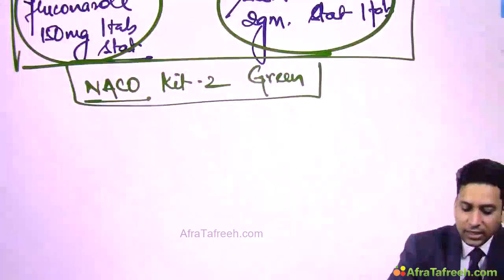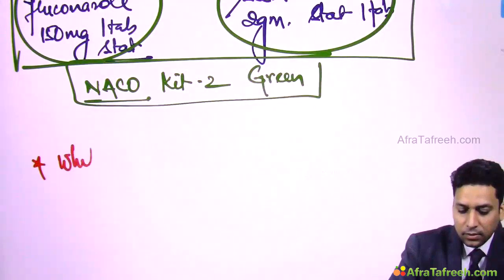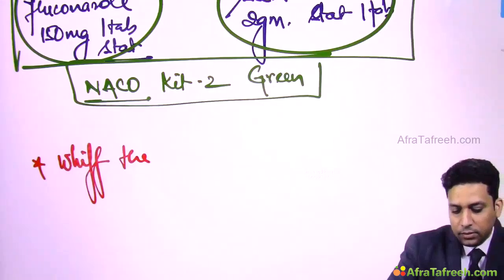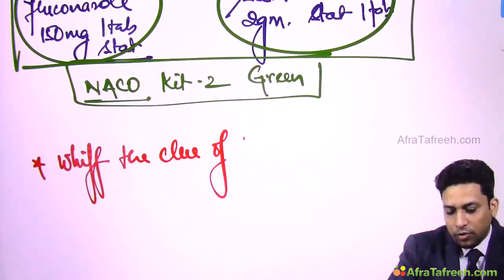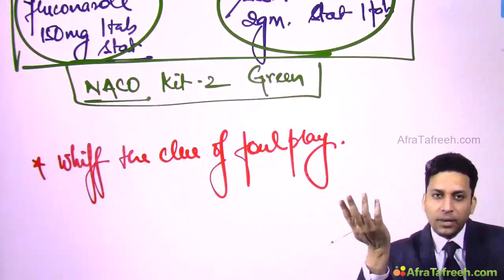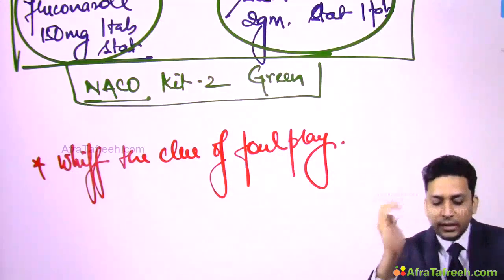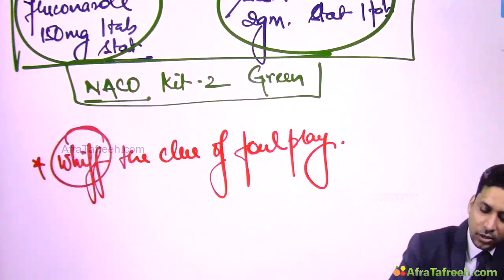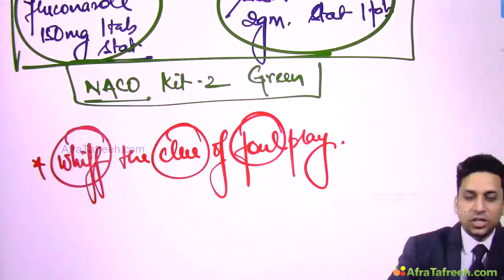You can remember one sentence: whiff the clue of foul play. So if you are a detective, you can sniff the clue of foul play, isn't it? So whiff the clue of foul play. Here whiff test, clue cell and foul smelling discharge is seen.